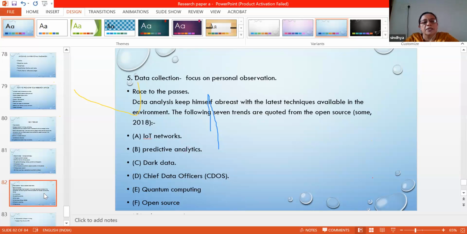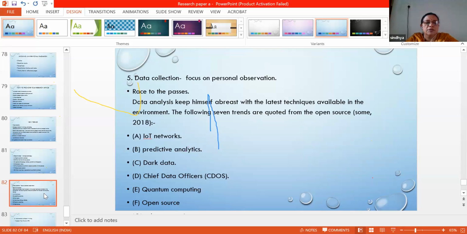And we have to be updated with our knowledge and skills, and keep abreast of the latest techniques available in the environment. According to the open source 2018 list: Internet of Things (IoT) networks, predictive analytics, dark data, chief data officers, quantum, open source. All these are the latest techniques available for the data collection procedure.